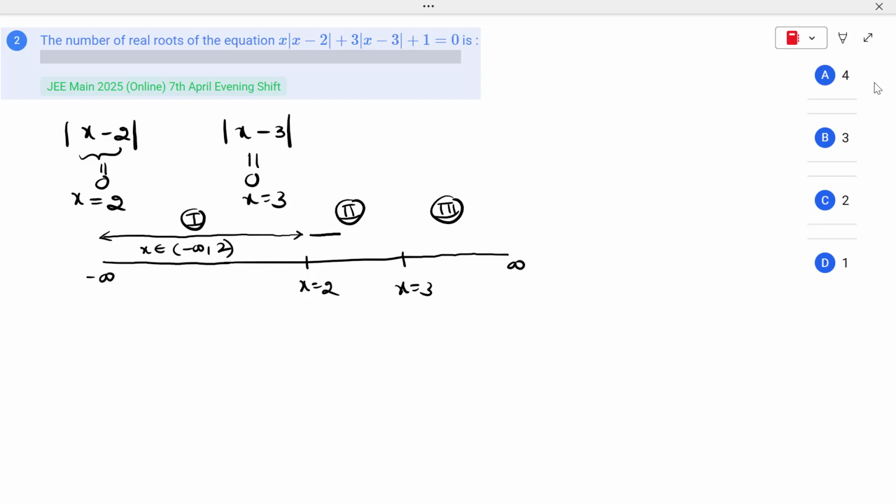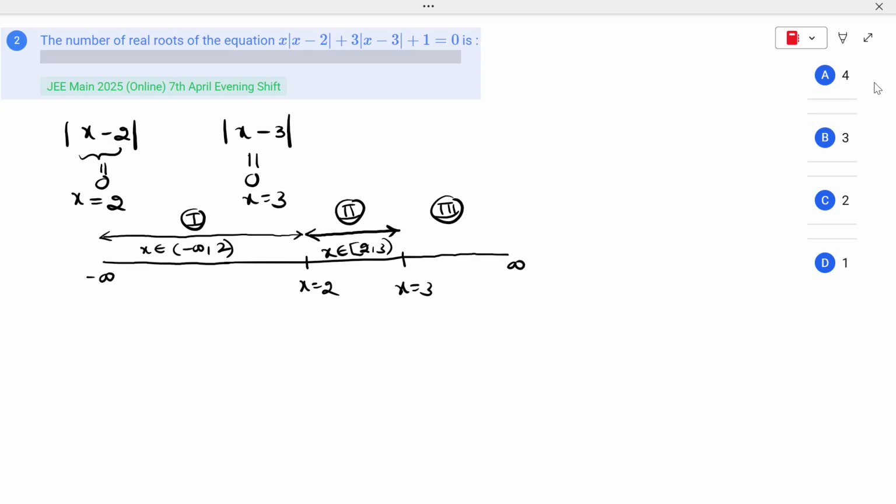Now the second region is 2 to 3. So in this region x belongs to the closed bracket 2 to 3. You may be asking, sir, 2 is part of region 1 also, region 2 also. Why are you giving an open bracket for region 1 and a closed bracket for region 2? Actually you can give the closed bracket to either region 1 or region 2. My habit is to give the right side a closed bracket.